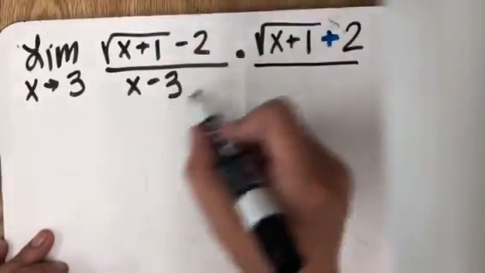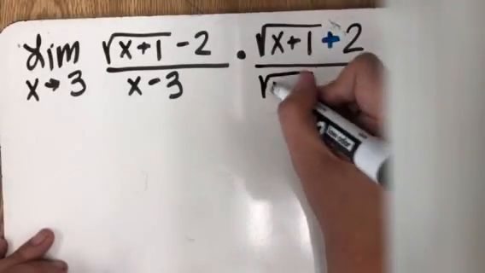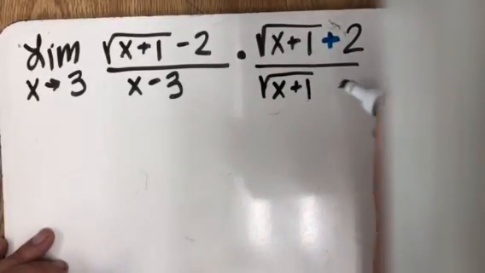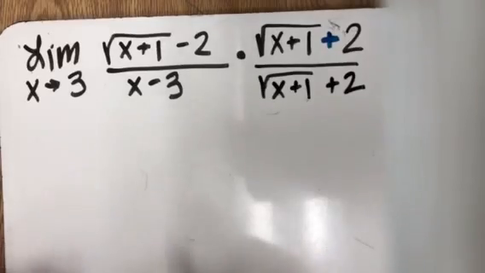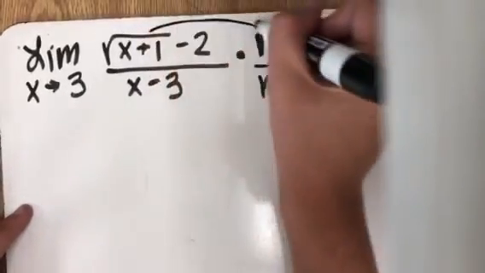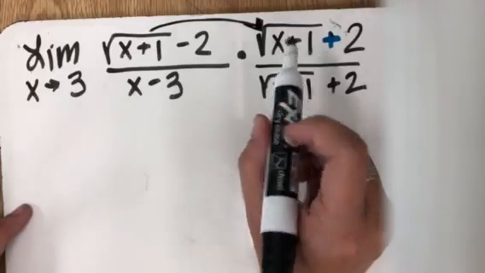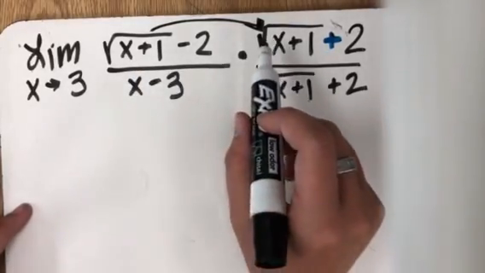When I multiply something by something else, I need to make sure that I'm keeping its value intact, so I need to multiply the same thing on the top and the bottom. Essentially, I'm multiplying by 1 here. And then I'm going to distribute. I'm going to do the magic thing again. If I multiply these first two together, I get the square root of x plus 1 times itself.